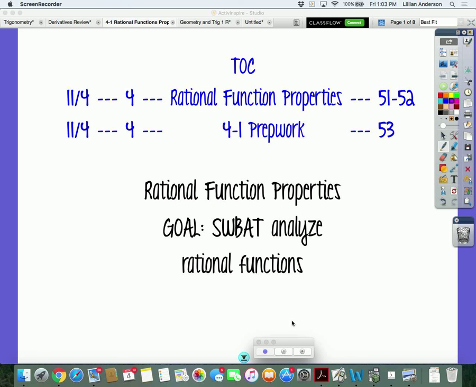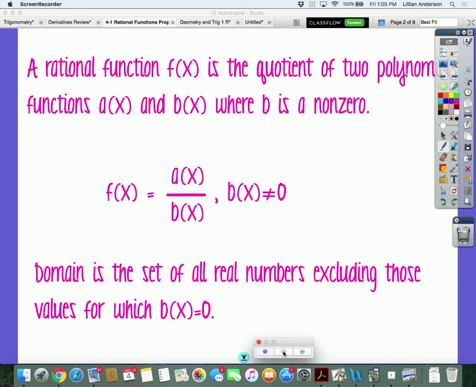All right, so we're talking about rational function properties, and you guys are going to be able to analyze rational functions. I do have some sheets for you. We'll fill them in first, and then you guys will put them in. They are 2 pages. That's what we're covering.